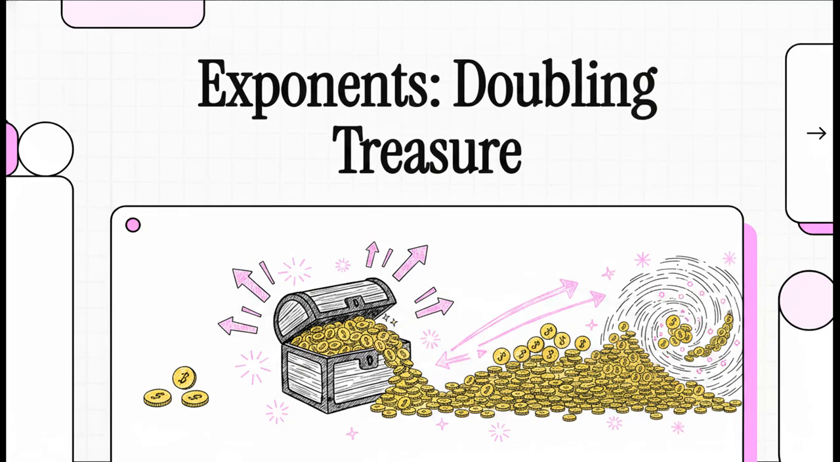Okay, picture this for a second. Imagine you stumble upon a magical treasure box. But this isn't just some ordinary, dusty chest. It actually doubles whatever is inside it every single day. So on day 1, you pop it open and find exactly 2 gold coins. Cool, right? Day 2, there are 4 coins. By day 3, there are 8, and the pattern just relentlessly keeps going.